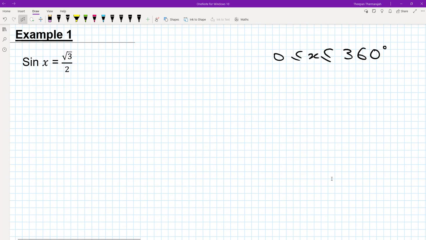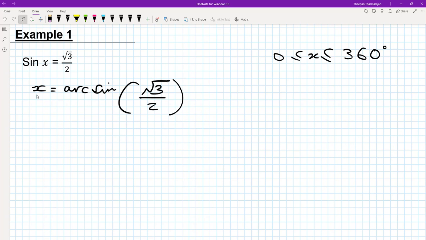Here's a question for you to try. You can pause the video, and when you're done, I will go through my worked solution. Okay, welcome back. So we've got sine x equals root 3 over 2. So the first thing we ought to do is say x is equal to arc sine root 3 over 2. So you should know that's 60 degrees.